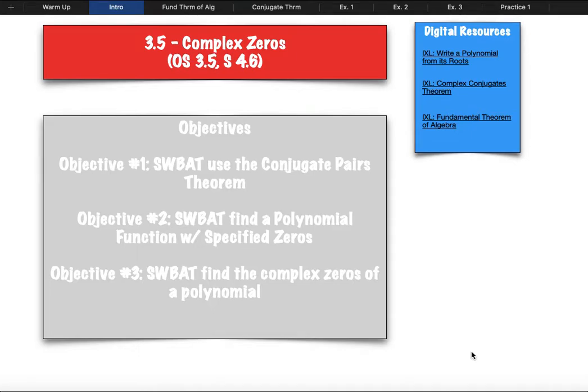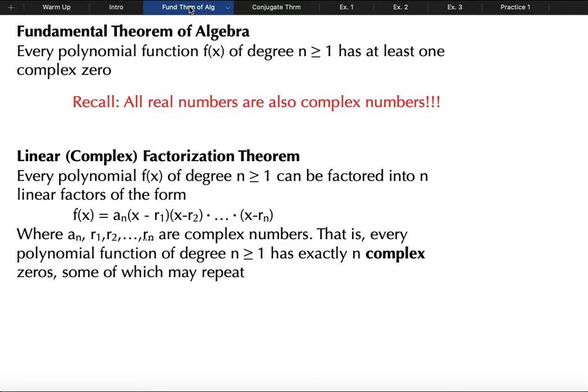Into section 3.5, and we're focusing on functions that have complex zeros. In the last couple of sections, we were focusing only on real zeros. There's a lot going on in this section, lots of different examples that we need to get through. Let's first begin with the fundamental theorem of algebra.